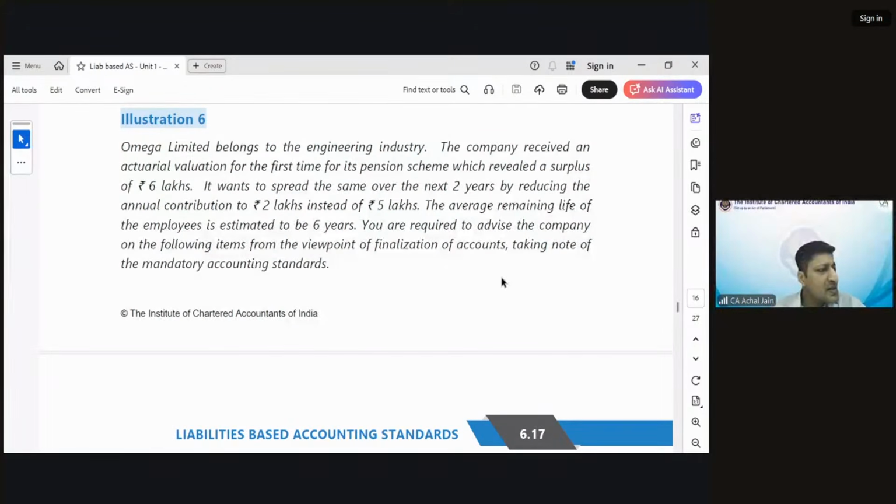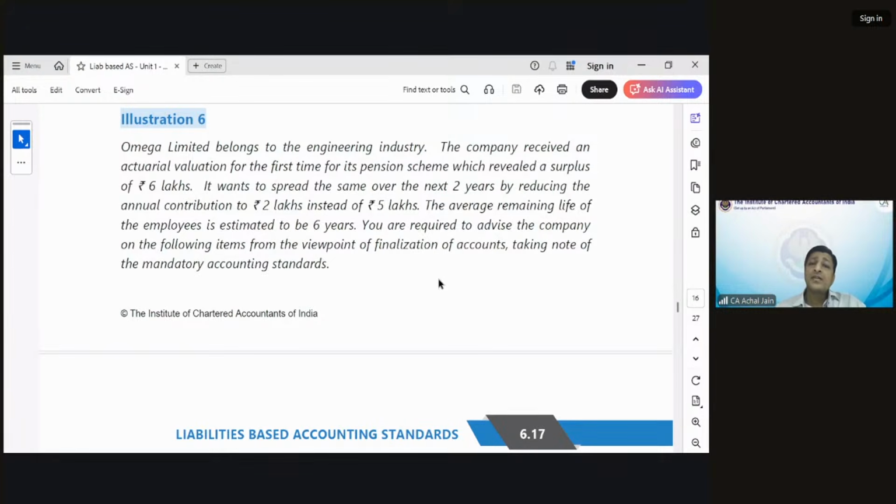Okay. So now in this case, please understand what has happened. During the year, the company has received a surplus. What is the surplus? It's a gain. Now, how does the company want to recognize this? There are two ways. Either the company will take it to the P&L straight away, or the company can apportion this. Instead of recognizing it in one go, the company is saying, no, I'll not recognize it in one go. I'll just reduce the annual contribution. So basically, they just want to apportion this.